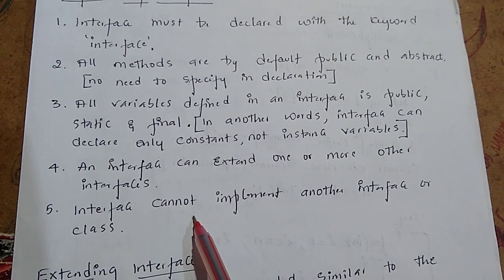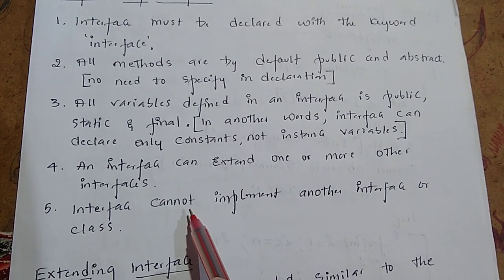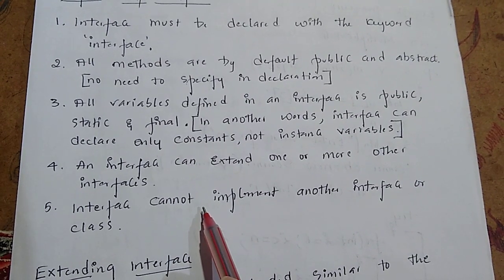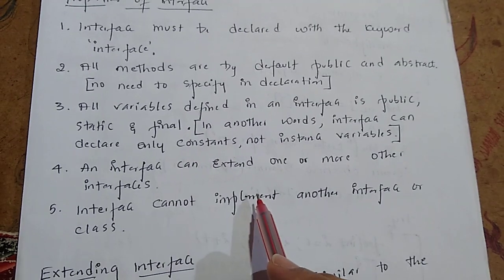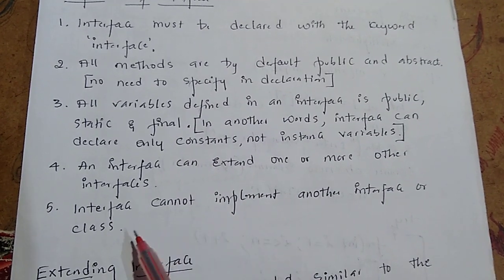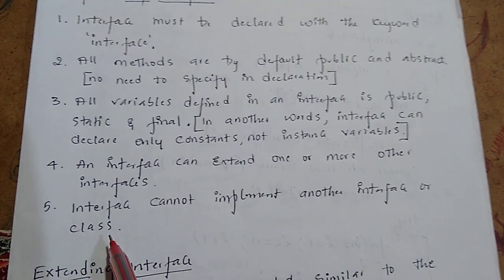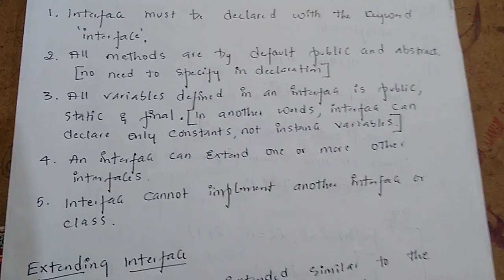An interface cannot implement another interface or class. You know an interface contains methods that do not have any definitions. Therefore, if we inherit from another interface, the interface will not implement it. If you want implementation, you need some other class. Therefore, an interface cannot implement another interface or class. So if you want to implement it, we need a class.